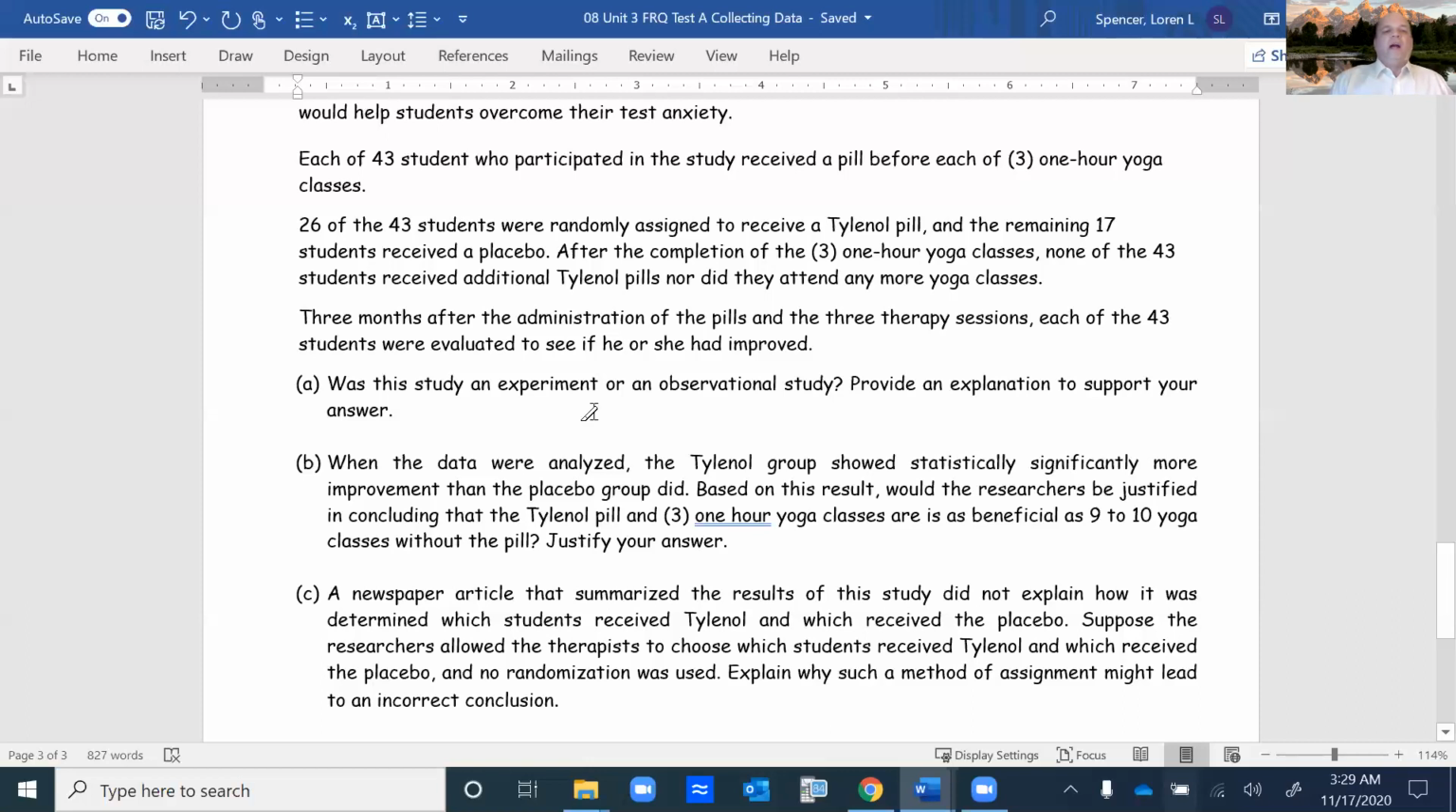When the data was analyzed, the Tylenol group showed statistically significantly more improvement than the placebo group did. Based on this result, would the researchers be justified in concluding that the Tylenol pill and 3 one-hour yoga sessions are as beneficial as 9 to 10 yoga sessions without the pill? Justify your answer.